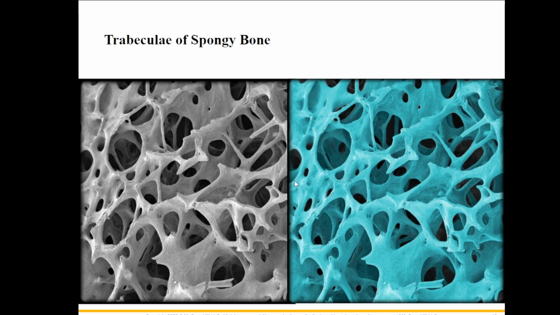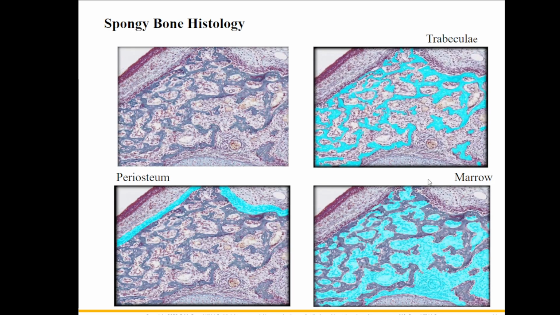So this is how a spongy bone would look like under the microscope or upon closer inspection. Under the microscope, this is how it would look like. This is the normal bone specimen. These ones highlighted in blue, these are the bone, the trabeculae, those net-like or maze-like formations. And the ones highlighted in blue in this image are the spaces where you will find the bone marrow.